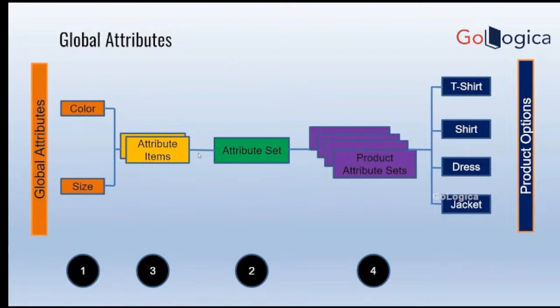Then attribute items will be there depending upon the color and the size, how many items are available. And then these are the product attribute sets, which are allocated to all the types of product options which are there. Like what are the product attribute sets? The attribute sets which we have created for color and size, so if I have one color, red, it is available in small size also, medium size, large size, XL size. So this is one attribute set. Then orange color, it is also in four sizes. So all those product attribute sets apply to all the product options. So it applies to t-shirt as well, shirt, dress, jackets, and any other option which you can think of.